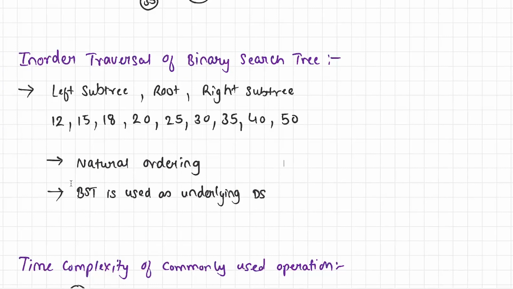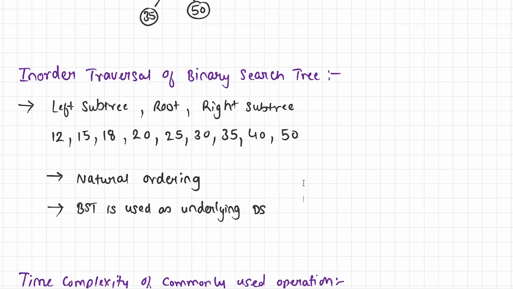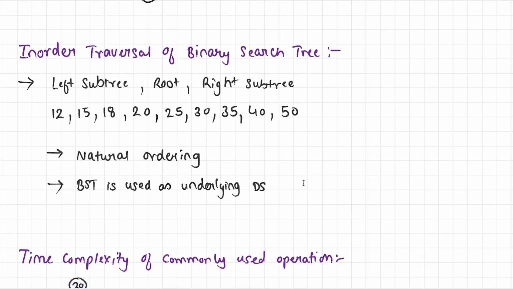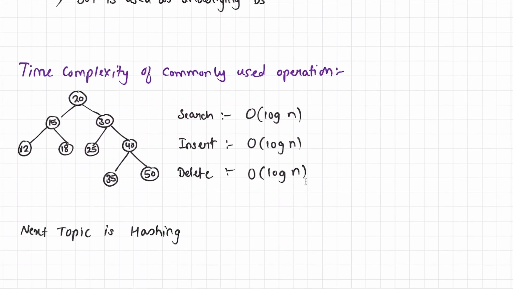So because of this property of binary search tree, many data structures like TreeMap and TreeSet use binary search tree as an underlying data structure to implement themselves. So I hope now you understood what is binary search tree. Now let's see the time complexity of the most commonly used operations that we perform on binary search tree.